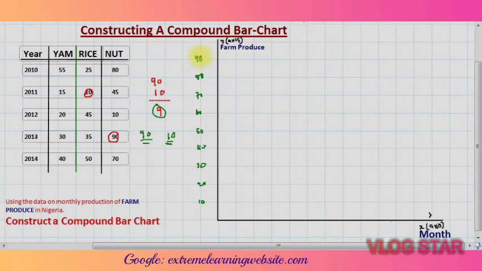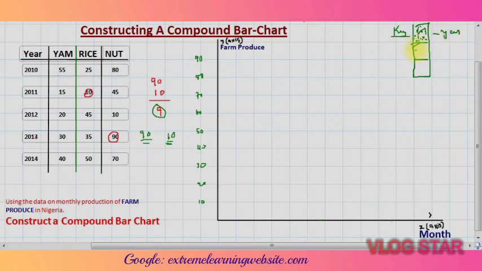Excellent. So the next thing to do now again is to find your key. Let's get our key out here. Now this time around we are dealing with 3 occurrences, so we're going to have 3 keys. Let's have the 3 keys somewhere here, because we're dealing with 3 occurrences. So let's set one to be represented with dots. Any bar that has dots should denote yam.